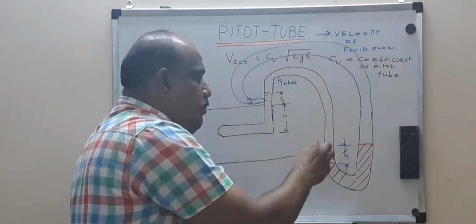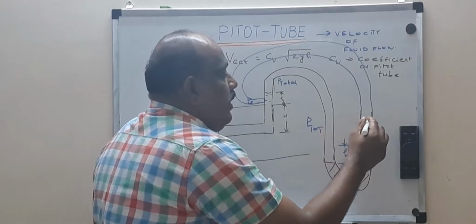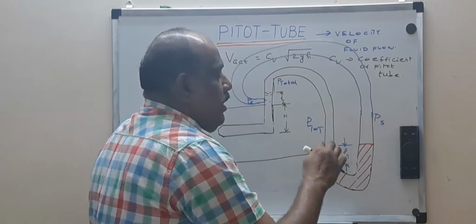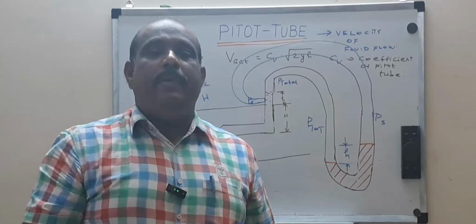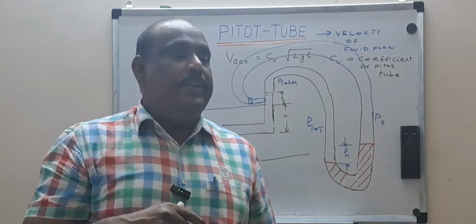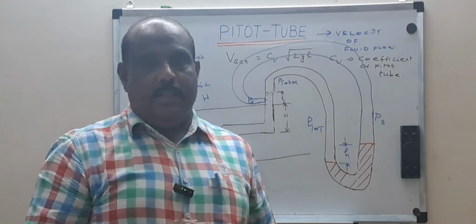So at one end of the limb I am getting P total. At this end I am getting what? P static. If I subtract these two, I will get P dynamic. The P dynamic corresponds to the flow of the fluid. So if I substitute this h over here, then we will get the answer.